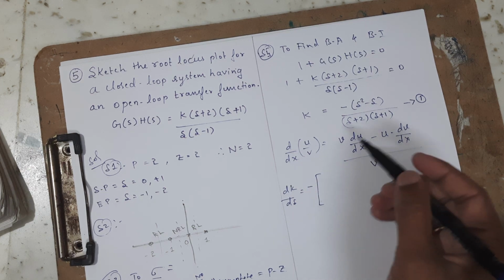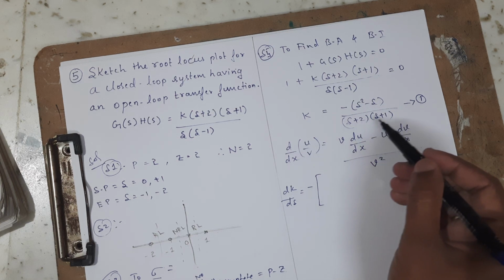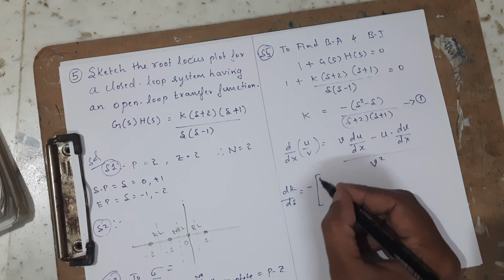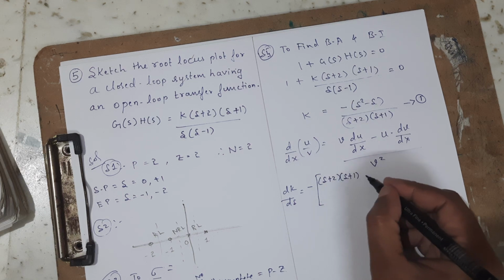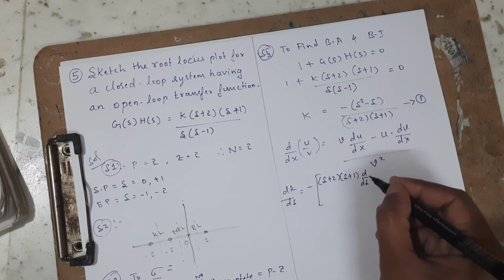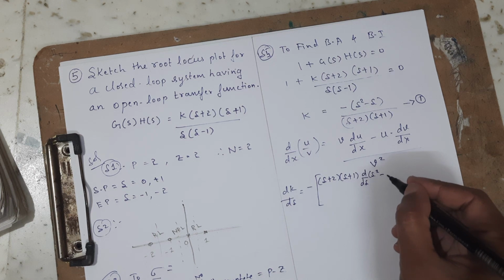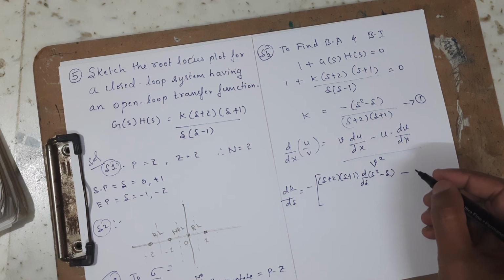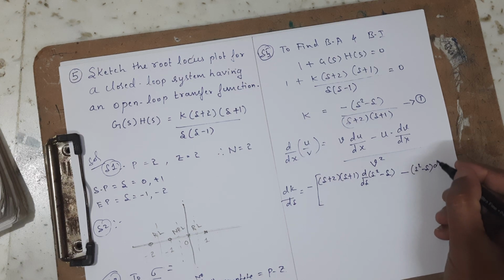So what will be the u? That is s square minus s. What will be the v? S plus 2 into s plus 1. So this can be written as v. I am going to keep it like that, (s plus 2)(s plus 1) d by ds of s square minus s, right? S square minus s, minus formula. What is u? That is s square minus s. So here d by ds of this term.